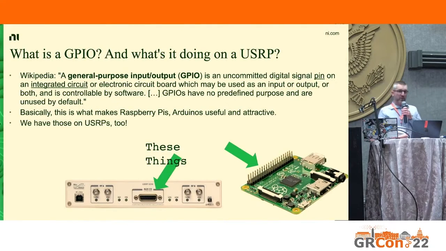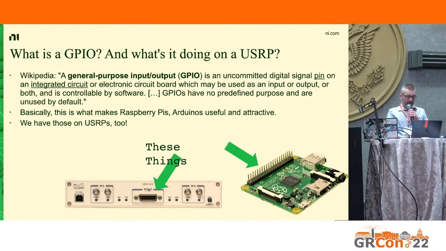If you've ever bought a Raspberry Pi or an Arduino, then you have all of these pins. Those are GPIOs, and the whole point is that you can do whatever you want with them. On a USRP, we also have them. They're the pins in the middle, and in a very real sense, they're the least interesting connector. We have 100 gigabit Ethernet and multi-gigahertz analog signals coming in and out, but we still get so many questions on these GPIOs that I thought it would be worth talking about them here at the conference.